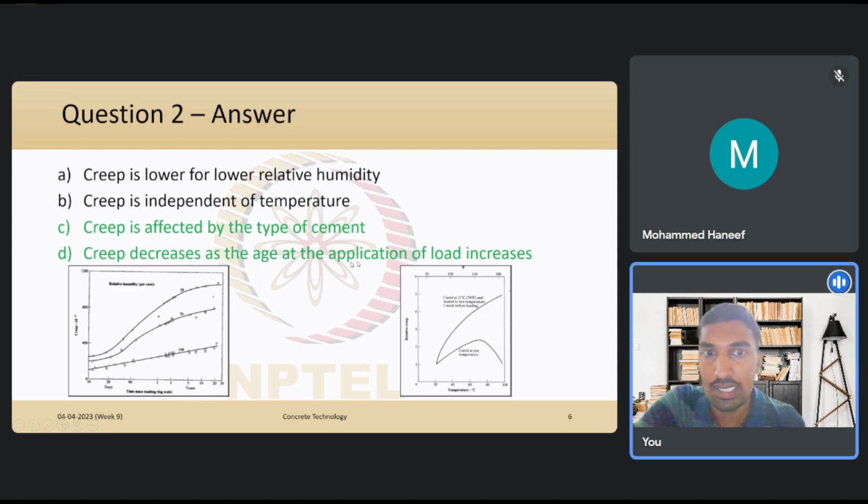Age at application of load means at what point after hardening you apply the load, after 7 days or 28 days and so on. The later you apply, there will be lesser creep. So D is also correct. Out of the four, C and D are the right statements.